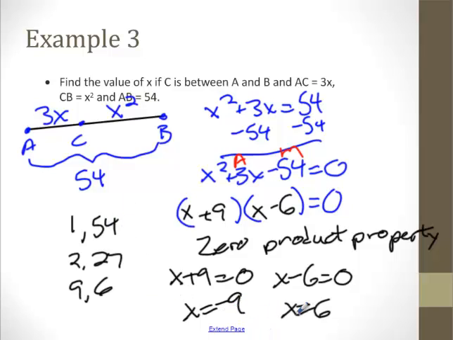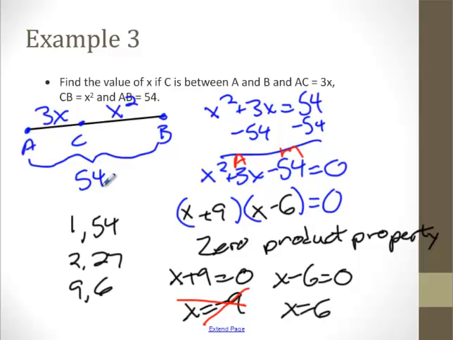If I were to take 6 and plug it back in, 3x, that's 18, x squared, that's 36, 18 and 36 add up to 54. But if I take -9, something funny happens, and it actually isn't going to work. If I take -9 and I plug it in here, 3 times -9 is -27. I don't know about you, but I've never seen anything that measures -27.